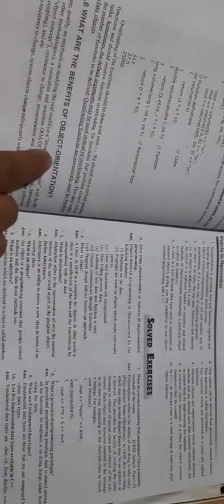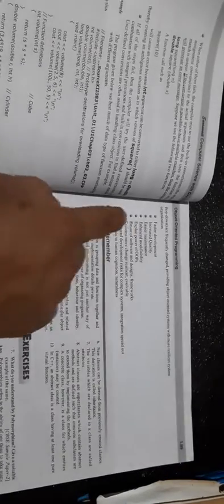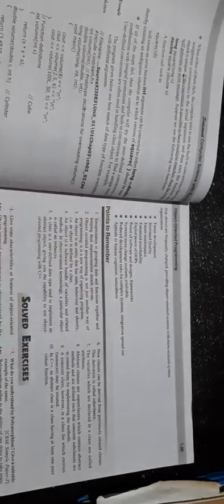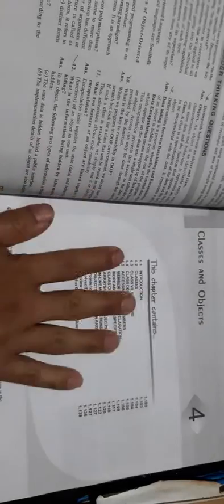Next you have what are the benefits of object orientation, right? You can just go through this and try to memorize this. Try to understand this and memorize this, very easy. So this finishes your object oriented programming. If you have any doubts you can still ask. From tomorrow onwards we'll start with a new chapter, that is classes and objects. This is more important. Lots of programs are here, so we'll try to touch as many of the programs as possible.